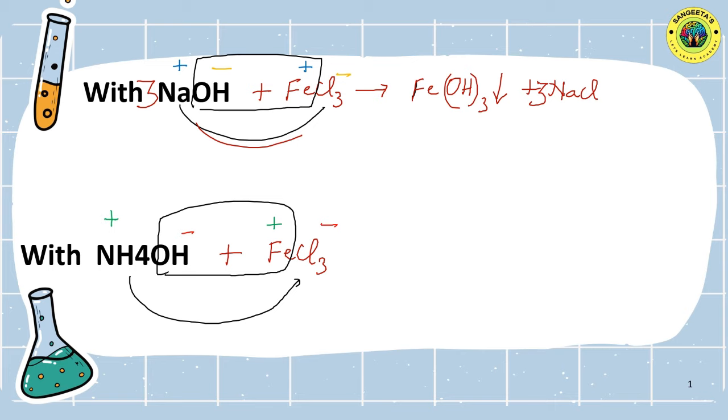So in the bargain, what you will get is Fe(OH)3. Fe(OH)3 is a precipitate, and you will get what? NH4 and Cl3, right? So you will get NH4Cl. It's time for us to balance the equation. So this is 3 and this is 3, and this is balanced. So 3 NH4OH plus FeCl3 gives 3 NH4Cl plus Fe(OH)3.